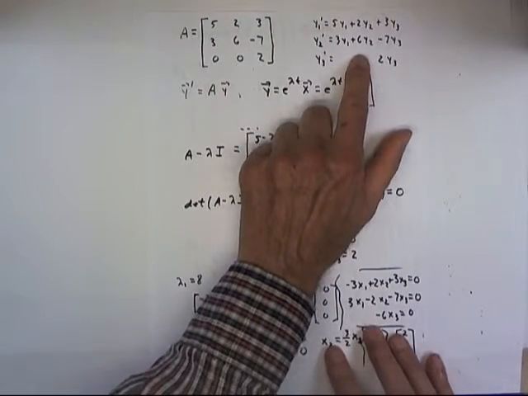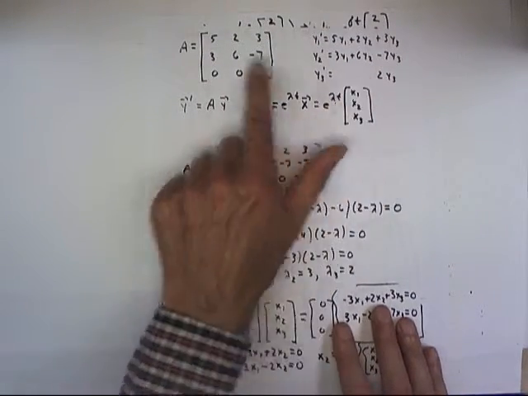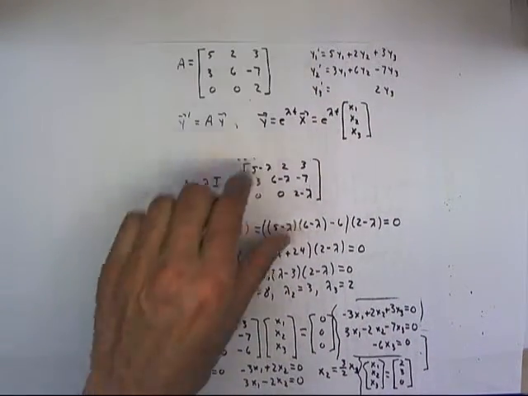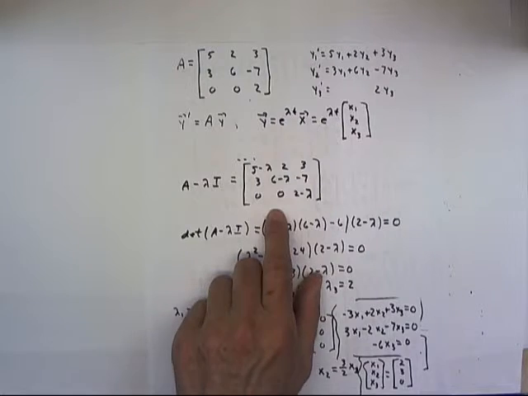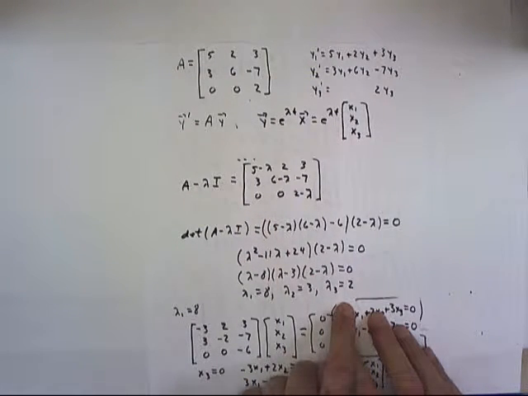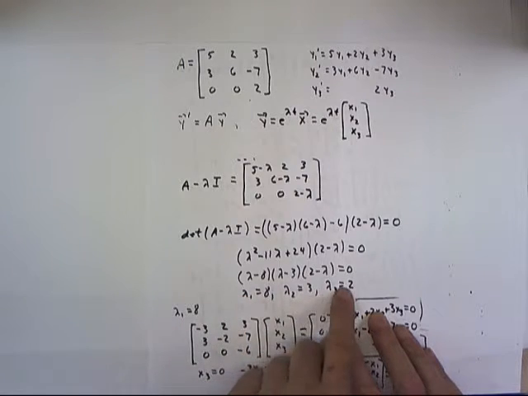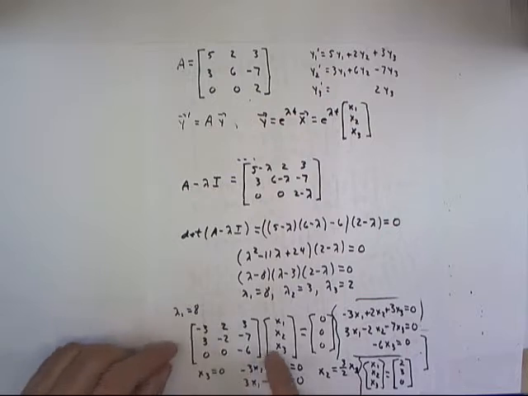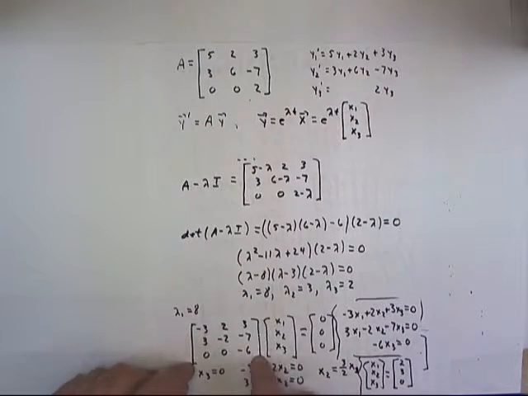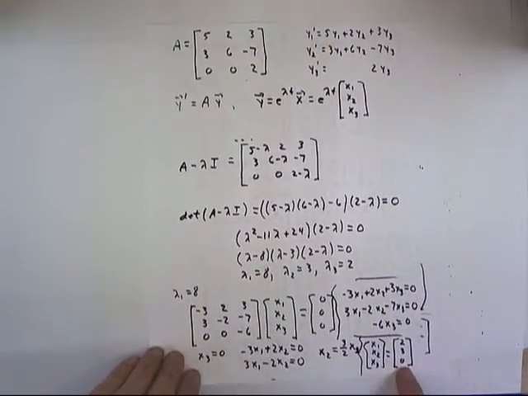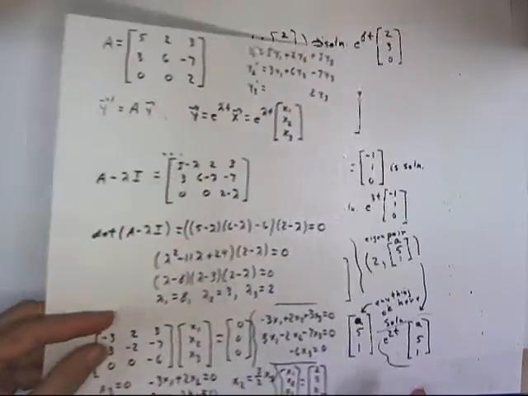So beginning with this matrix and the equivalent system, we follow the usual procedure, forming the matrix A minus lambda I, setting its determinant equal to 0, and taking the three eigenvalues in turn, plugging them into the matrix, and multiplying that matrix by our x1, x2, x3 vector to obtain eigenvectors.